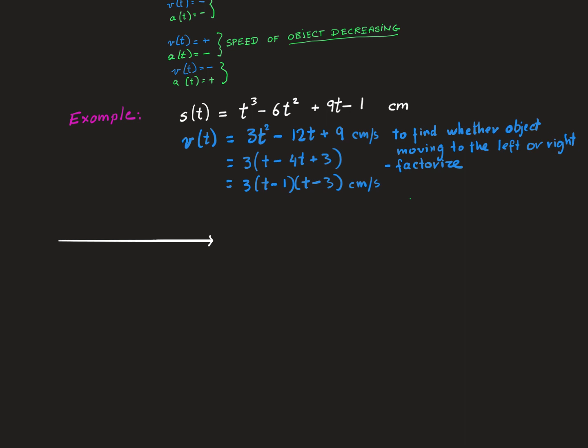Because the sign diagram is for time, it is always going to start from 0, and then we'll have 1, 2, 3. Our sign diagram will have changes at 1 and 3, and we'll get a positive, a negative, and a positive.